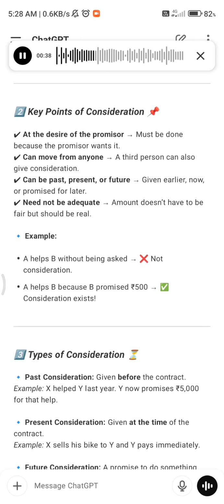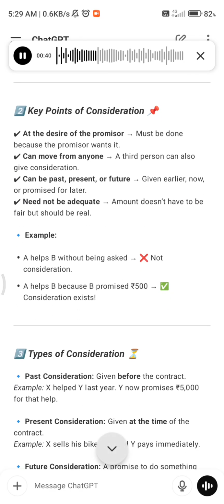Key points of consideration. At the desire of the promiser, must be done because the promiser wants it. Can move from anyone. A third person can also give consideration. Can be past, present, or future, given earlier, now, or promised for later. Need not be adequate. Amount doesn't have to be fair, but should be real. Example: A helps B without being asked. Not consideration. A helps B because B promised 500. Consideration exists.